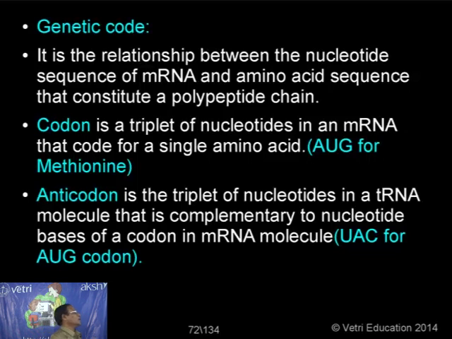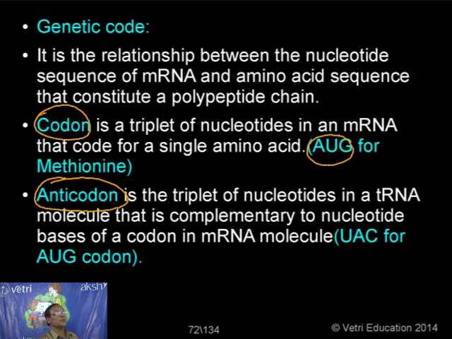So what is a codon? Just like log and anti-log, we have codon and anticodon. A codon is nothing but a triplet of nucleotides in an mRNA molecule that codes for an amino acid, that specifies an amino acid. For example, AUG is a codon for methionine.